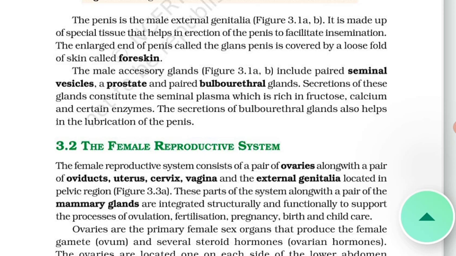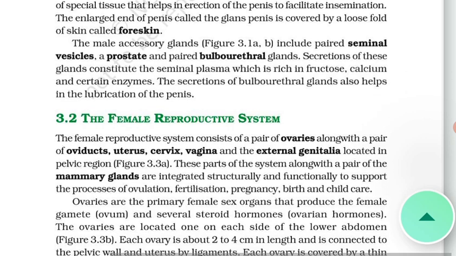The enlarged end of penis called the glans penis is covered by a loose fold of skin called foreskin.